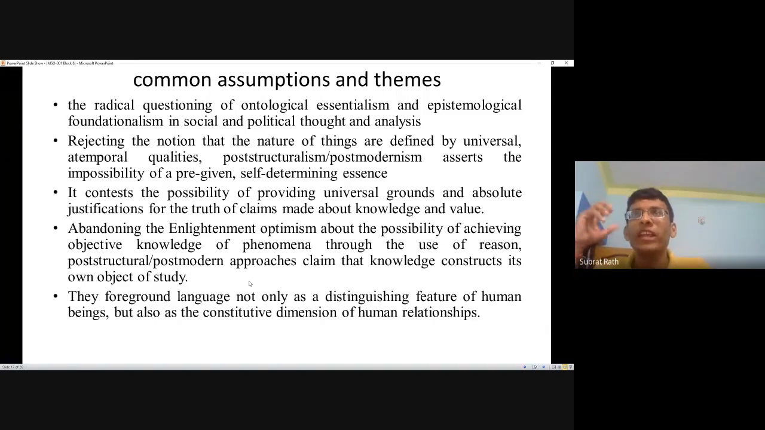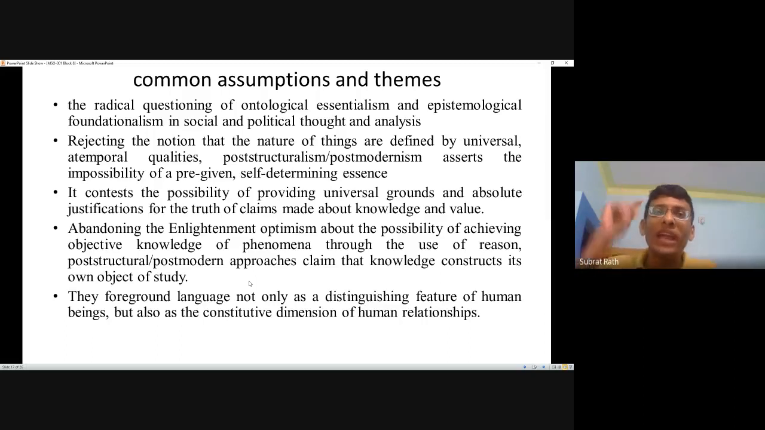They reject the notion that the nature of things is defined by universal atmospheric qualities. Rather, they assert the impossibility of a pre-given and self-determining system. They negate that nature is responsible. It is the human being who is responsible for his own condition. They question the possibility of providing a universal ground and absolute justification of truth claims. They say that we must not believe what is given to us.